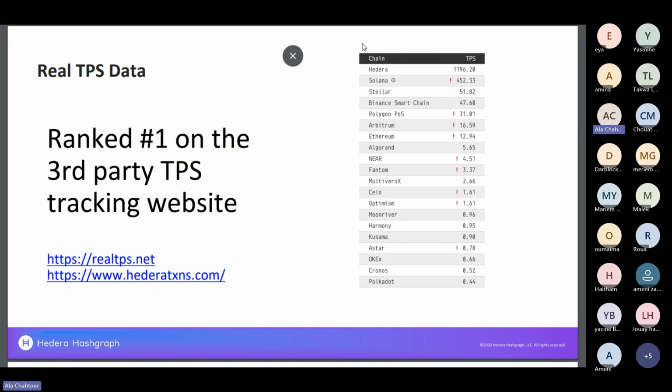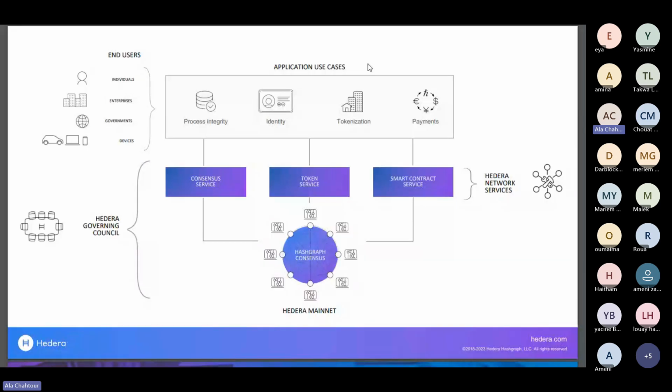This is a document, or an image, that shows Hedera is now the first in the ranking that can process the most transactions per second. The first one is Hedera, the second one is Solana. These are among the leaders of the networks that exist for now. Okay, now let's move on.